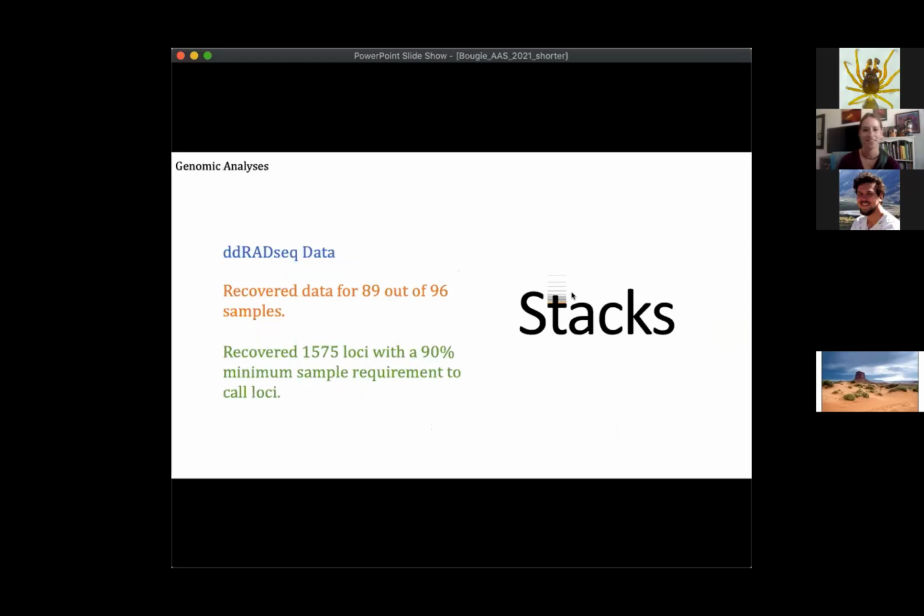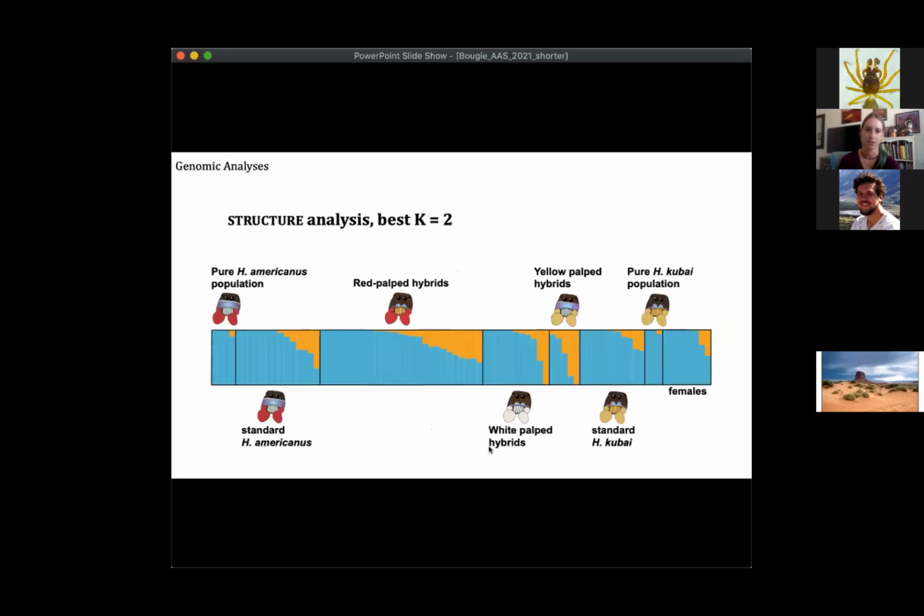Okay, thank you. So we did some RAD-seq data too, and we collected almost 1,600 loci with this min-SAMP value of 90% and ran things through using Stacks. A structure analysis came through at a best K value equal to 2. The sections here are divided by those same hybrid morphology types and then the parent types. So you can see that all types share ancestry from both the blue and the orange clusters at pretty much equal frequencies.